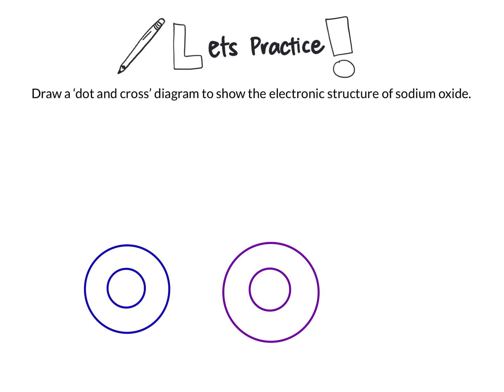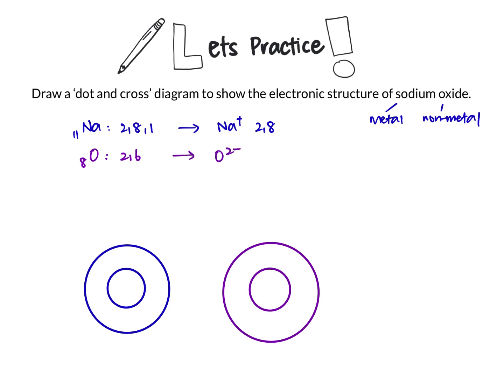Now, let's look at the answers. Once again, sodium is a metal and oxygen is a non-metal, hence this is an ionic drawing. Sodium has a configuration of 2,8,1 and it will lose one electron to have a configuration of 2,8. As for oxygen, the same thing. 2,6 electronic configuration, gaining 2 electrons to form an electronic configuration of 2,8.